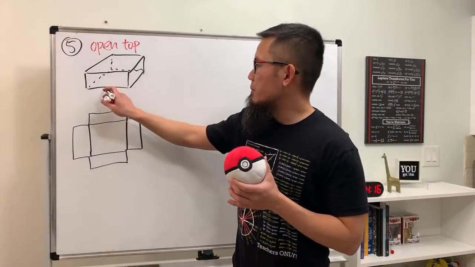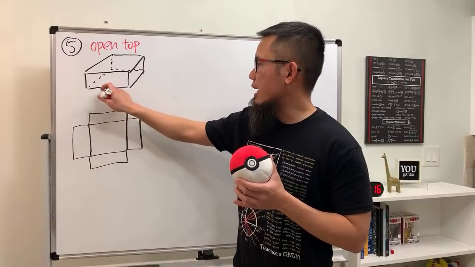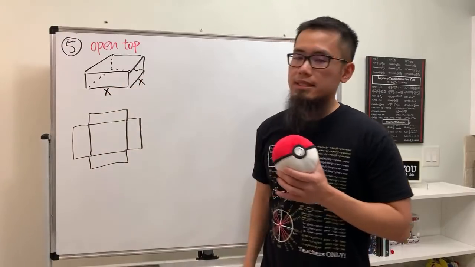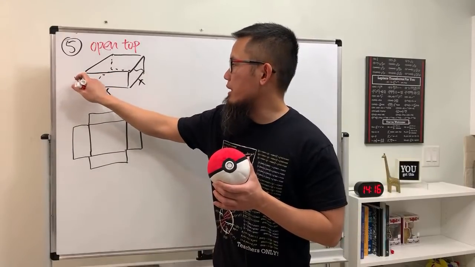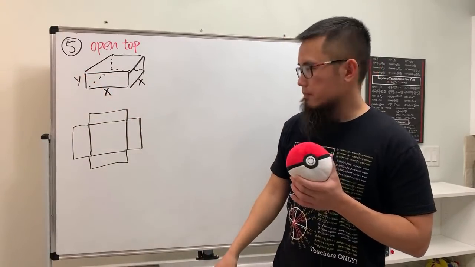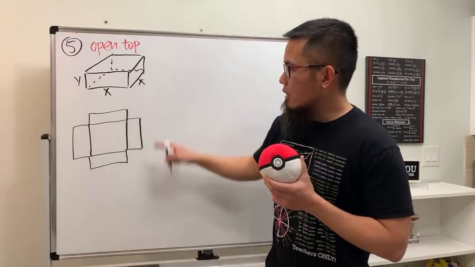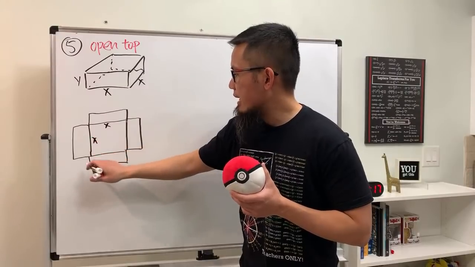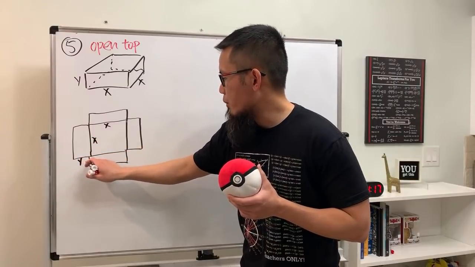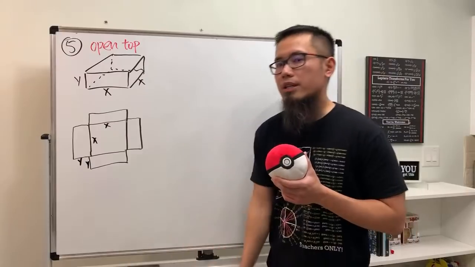And let's see, because the base is square, so let's say this is x, and this will also be x. But I don't know how big that is, so I'm just going to call that another variable, let's say y. Right? Well, right here, it's the same thing. This is x, that's x. And this part right here will be y, and this will be y, and then all that stuff.